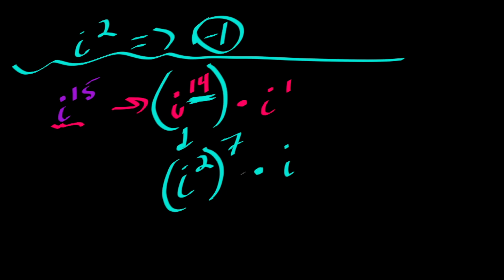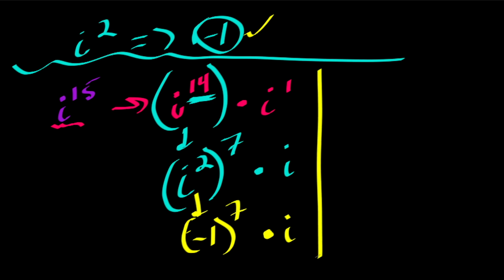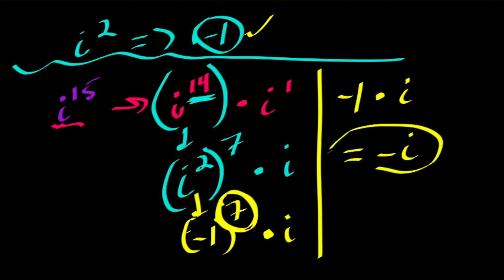Now, hopefully you're wondering, why the heck are we doing that? Well, we said at the very beginning, i squared is equal to -1. So now I can replace i squared with -1, and I can do -1 to the 7th power, because if I have -1 to the 7th, essentially any odd number is just going to make this -1 stay negative. So this would give me -1 times i, which would equal -i.